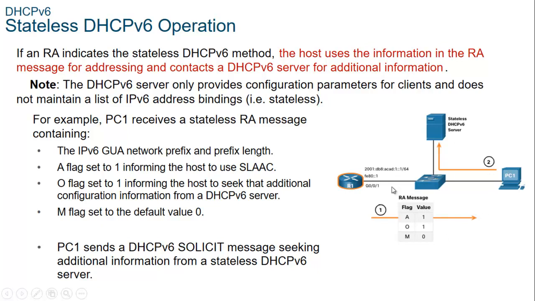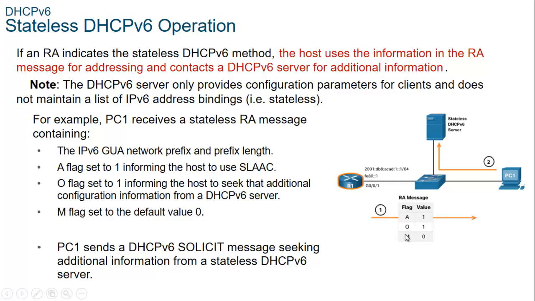After the PC sends the solicitation to the router, the router will send the router advertisement message to the PC. Within the router advertisement message, this is the information in it. It would have the IPv6 GUA network prefix and the prefix length. It would set the A flag as 1, informing that the host must use SLAAC. It would set the O flag as 1, meaning that you have to use the information from the advertisement, but you also have to get additional information from the DHCP server, and the M flag is set to 0.